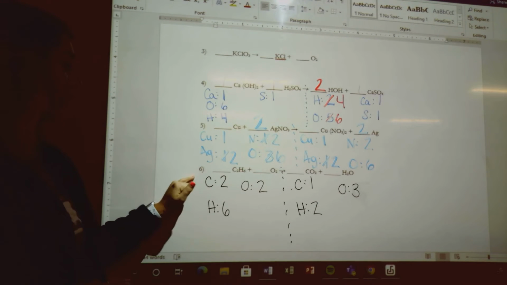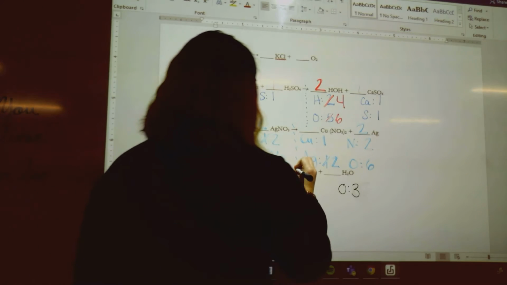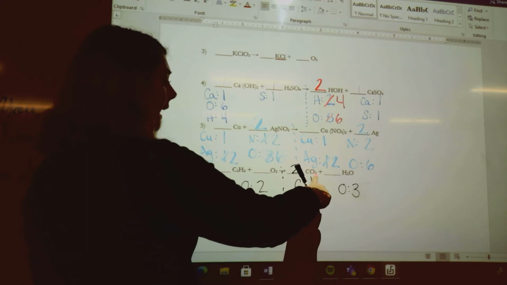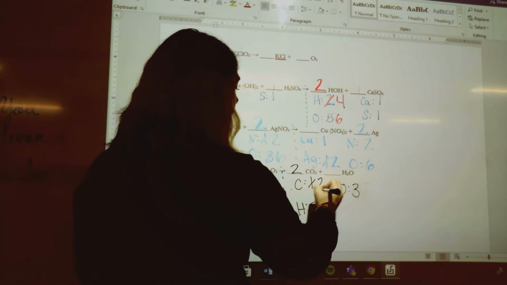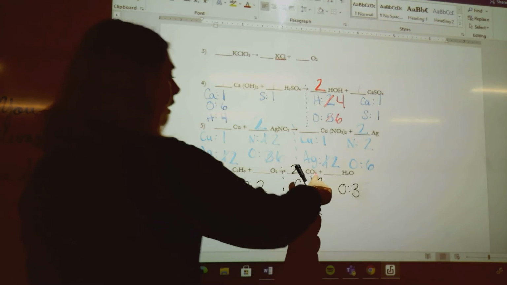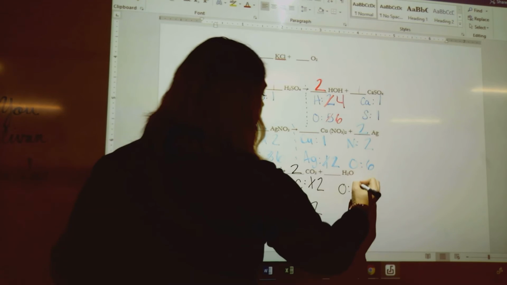First thing I'm going to balance are my carbons, and how do I do that? Multiply the 1 by 2. Perfect. Take this 1, multiply it by 2 to get 2. So I put the 2 there. And that goes to the C and the O, so now I have 2 carbons, and then I have 2 times my 2 oxygens right here, which is 4, plus this one. So now I have 5 oxygens here.